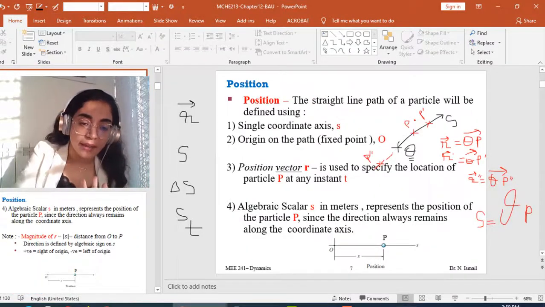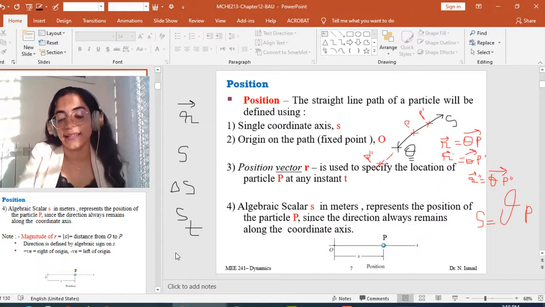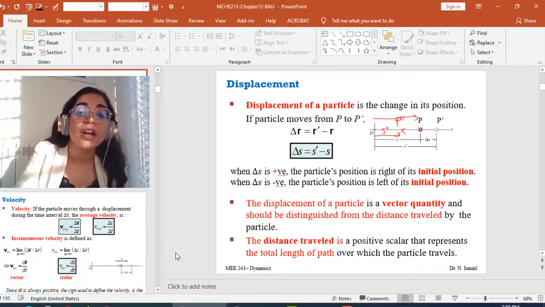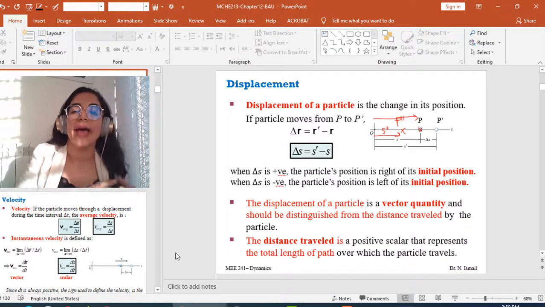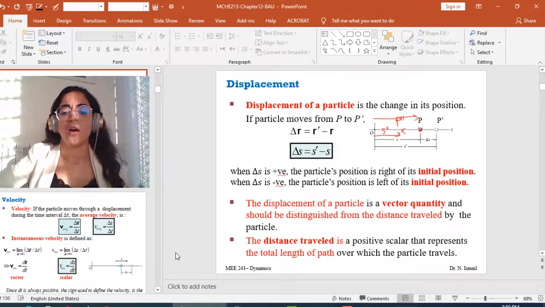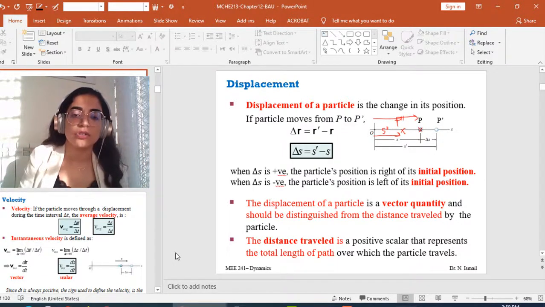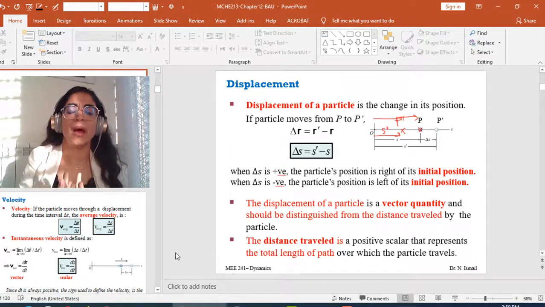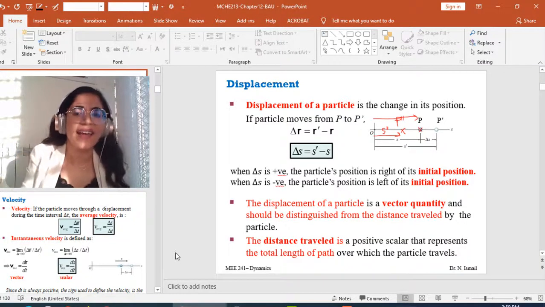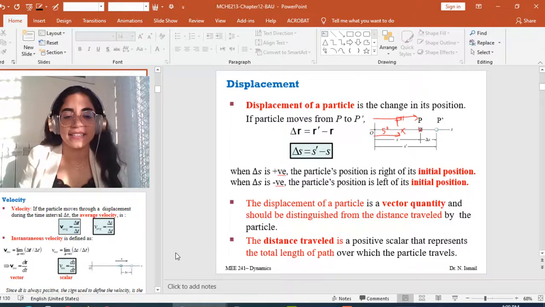The final parameter that I listed here is ST. And guys, ST is a very important parameter because I'm going to use it later on in the average speed. ST, by definition, is a positive value. It is a distance that represents the total length of the path over which the particle travels. I'm now confused. What does this mean? And what's the difference between ST and delta S? Let's see it in the next video. Thank you.